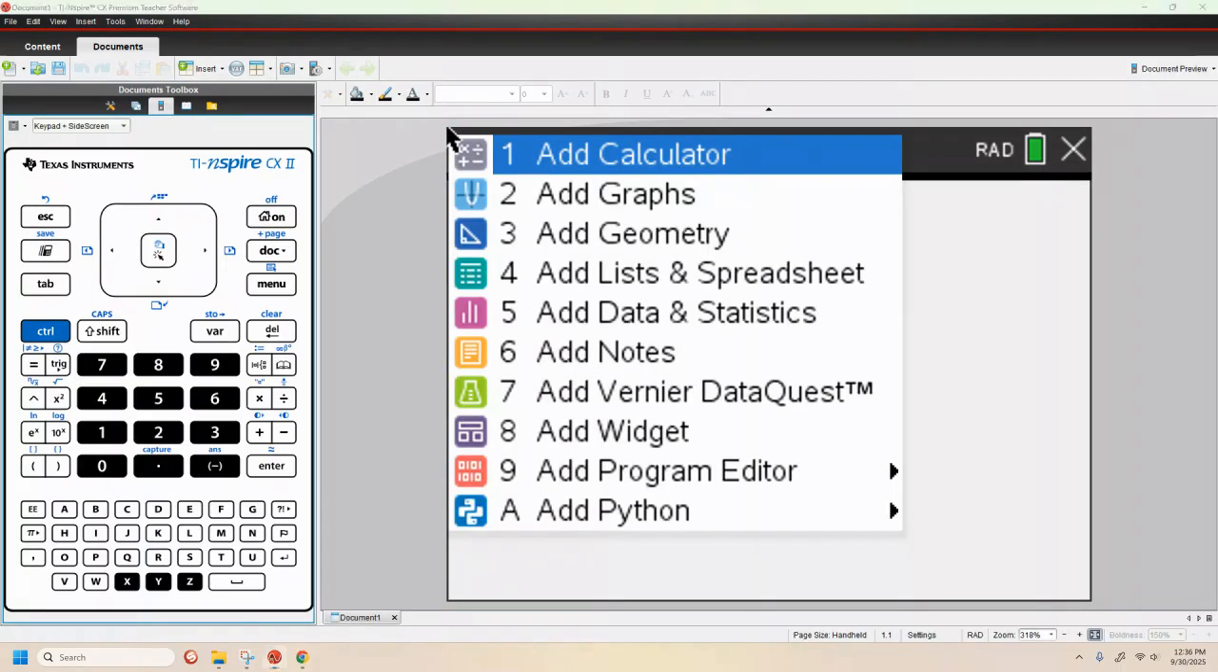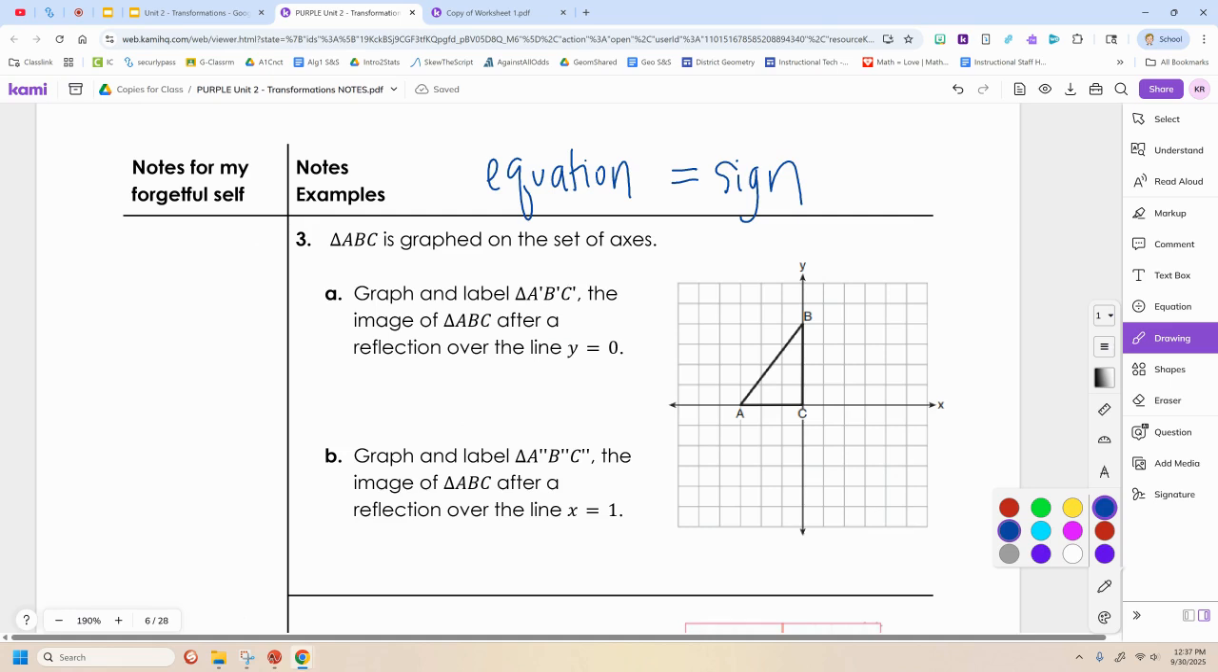Okay, so I'm going to go back to my booklet. Here we go. It says triangle ABC is graphed on the axes below. Graph and label A'B'C', the image after a reflection over the line y equals 0. Is y equals 0 the same words as y-axis? No. y equals 0 is not the y-axis.